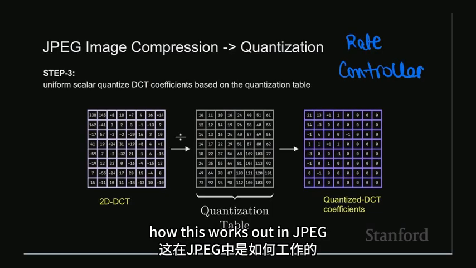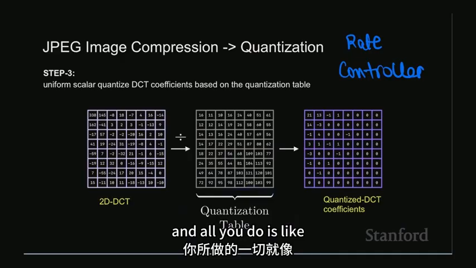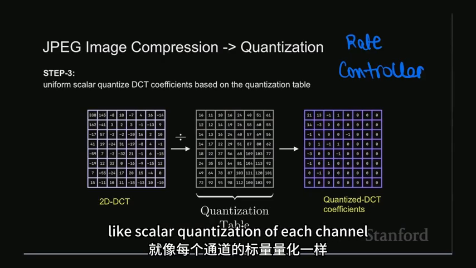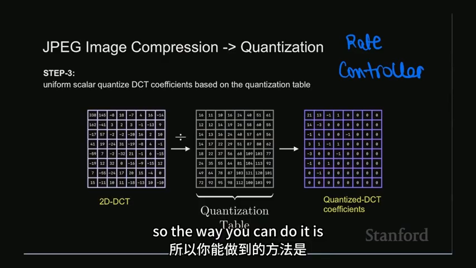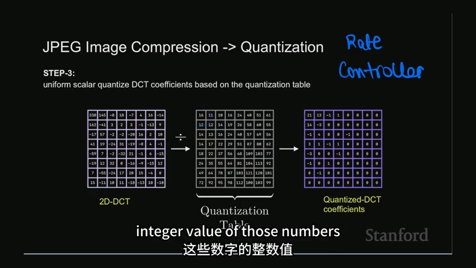How this works out in JPEG is you actually have these fixed quantization tables. And all you do is basically uniform quantization, right? Like scalar quantization of each channel. So the way you can do it is you just divide by these numbers and you store the integer value of those numbers.